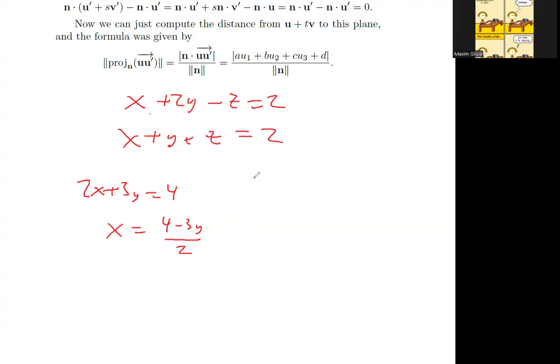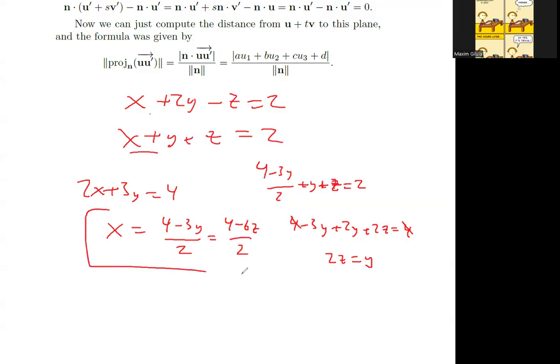What about z? For z, I could just plug it into the second equation and get something like 4 minus 3y over 2 plus y plus z equals 2. And I could solve for y in terms of z. So I get 4 minus 3y plus 2y plus 2z equals 4. The 4's cancel, and I get 2z equals y. So this will equal 4 minus 6z over 2. And now I have an equation in this Cartesian form, equation of a line.